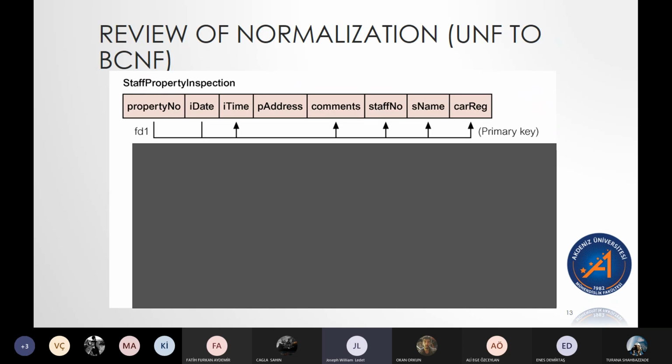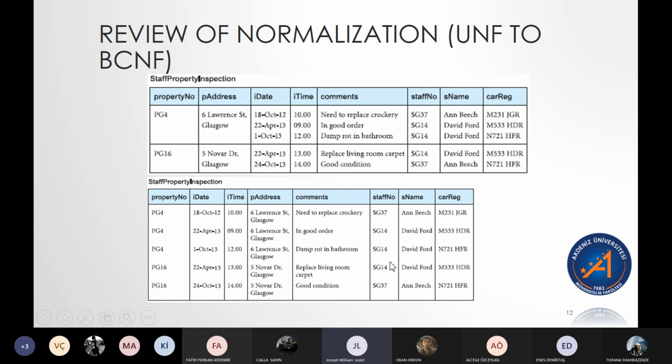Tarana, to answer your question, the reason why we can have the same staff number multiple times is because of what this record represents. It represents this person using this car to go to this property to inspect it on this day. So a repeat of the staff number and staff name simply means they inspected a different property on a different day, or the same property on a different day. Either way, this row represents a particular inspection of a property. What property was it? What day and time was it? Who did it? What car was used? And what were the comments?